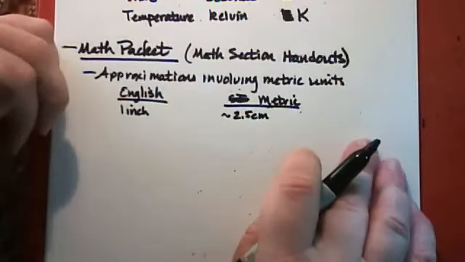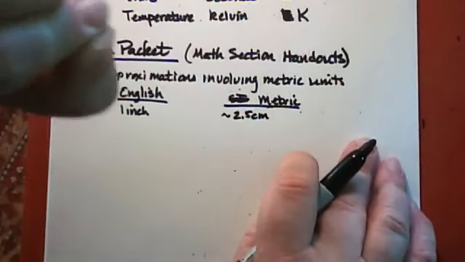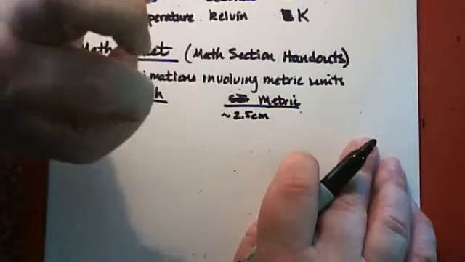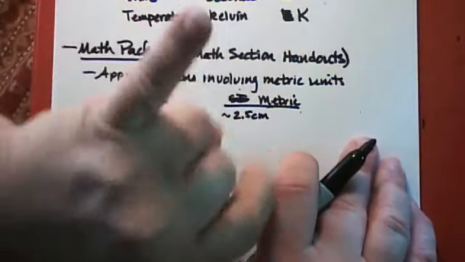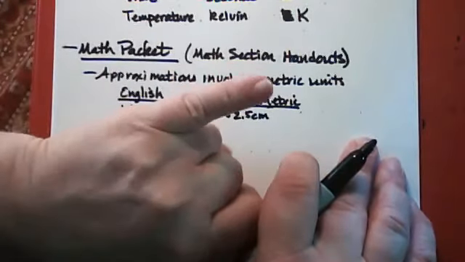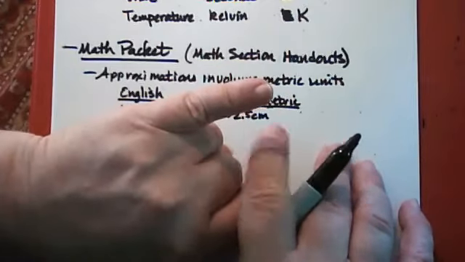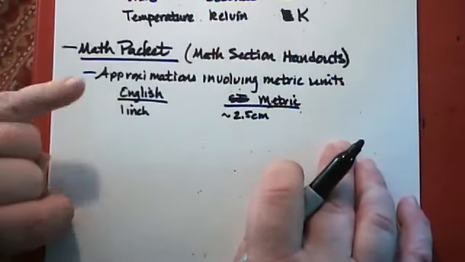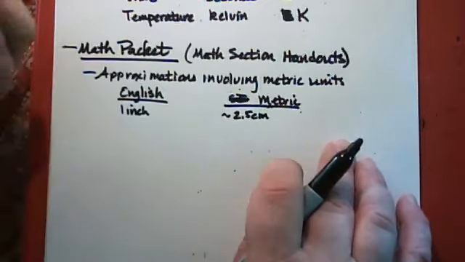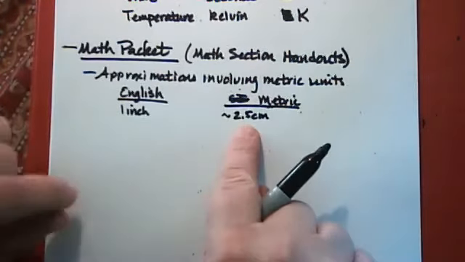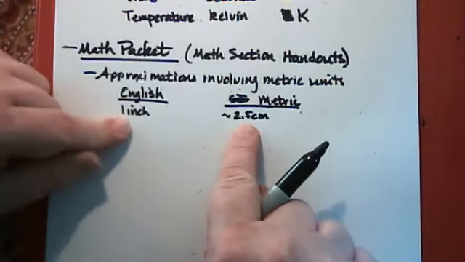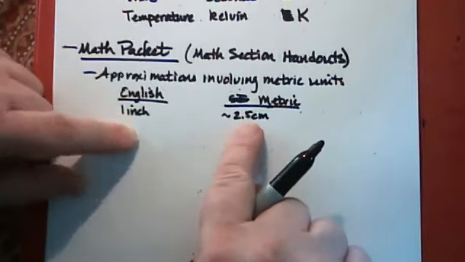You can also remember that the inch is the distance from the end of your thumb to the first knuckle. A centimeter is probably about the width of the tip of your little finger. And so obviously a centimeter is smaller than an inch. And so there should be more centimeters than there are inches in any given measurement. And that's true.